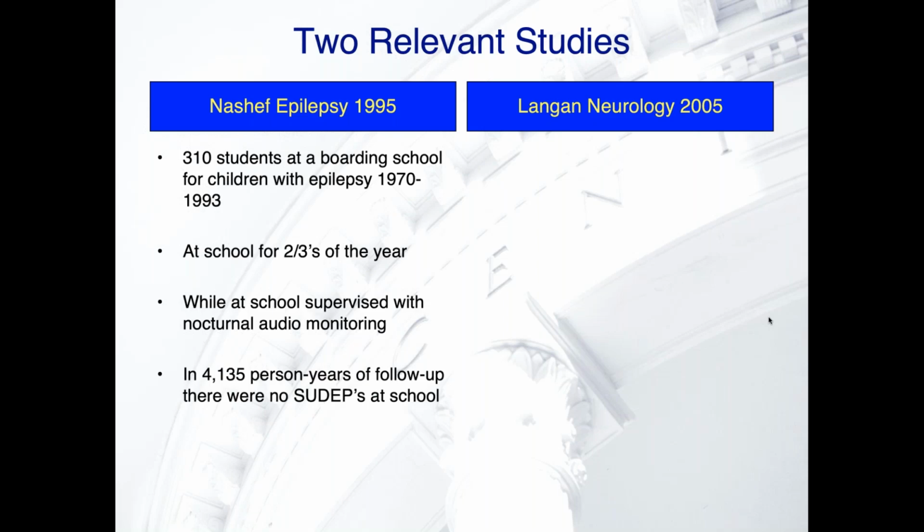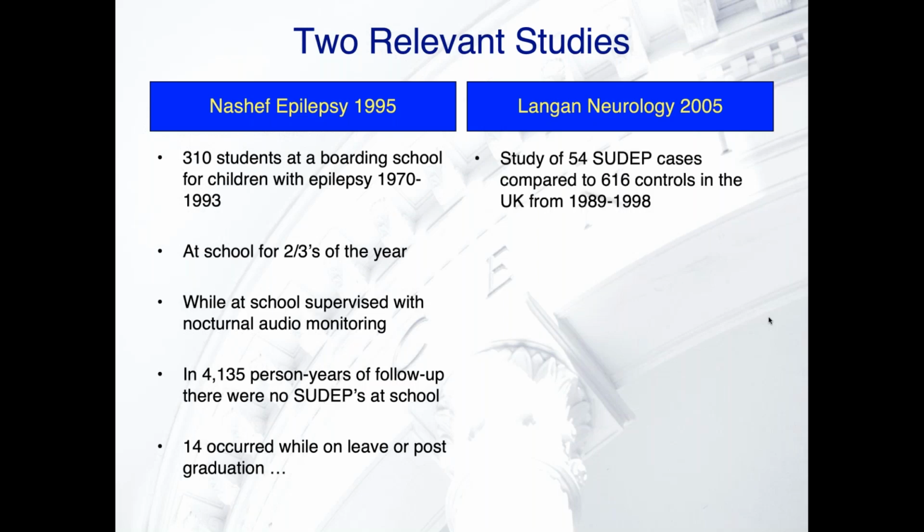In 4,135 person years, meaning of 310 students, each student spent multiple years there. So you look at the number of person years spent at the boarding school, they did not have a single incidence of SUDEP. However, there were 14 cases of SUDEP which occurred when the children were not at the boarding school or after they graduated.